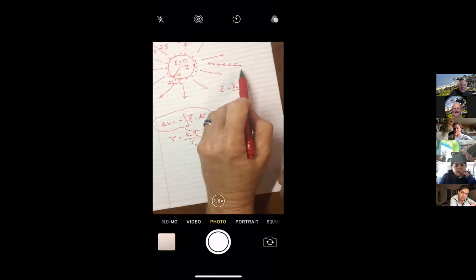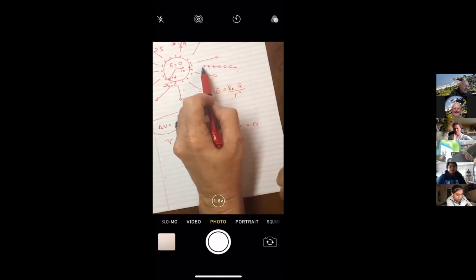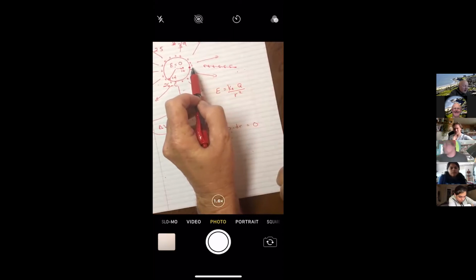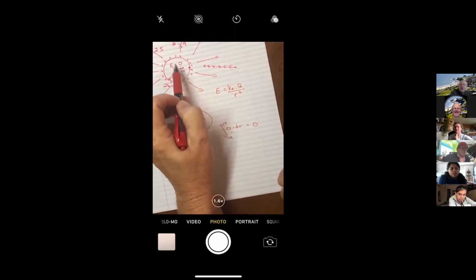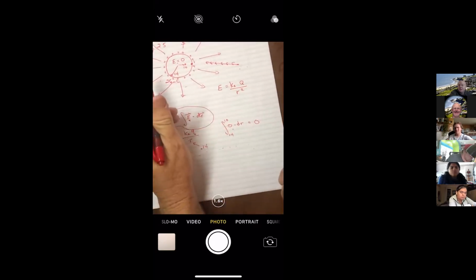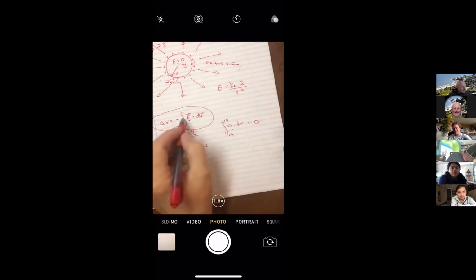So on the outside, as we're trying to move a charge in, it takes work, and the potential gets higher and higher. But once we get inside, it doesn't take any more work, so the potential never increases, or decreases. It just stays the same. And that's what this integral would say.